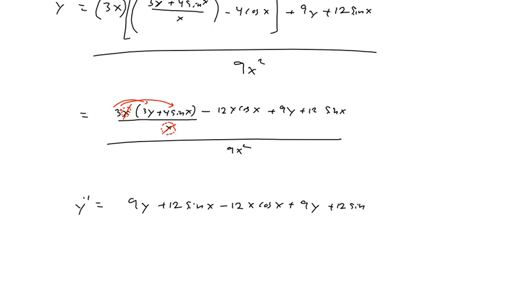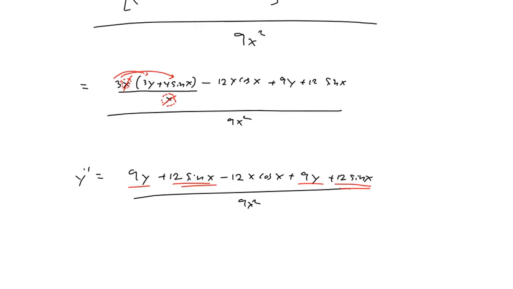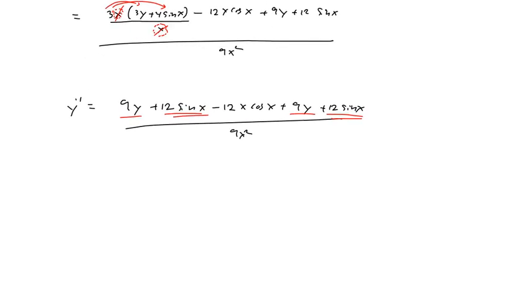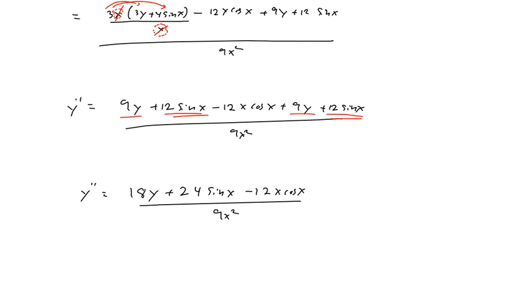Look what's happening here, everybody. Over 9x squared, I got some like terms. 9y, 9y. 12 sine x, 12 sine x. Look at all these crazy things we can do. 9 plus 9 is 18y. 12 plus 12 is 24 sine x minus 12x cosine x over 9x squared. And that's our double derivative.